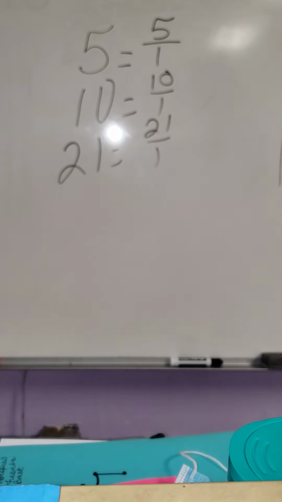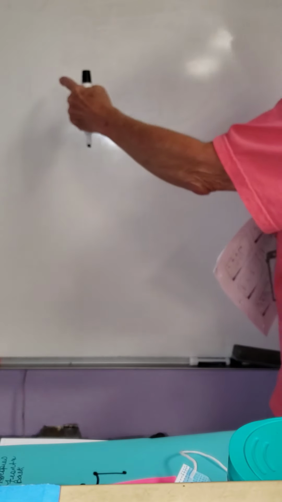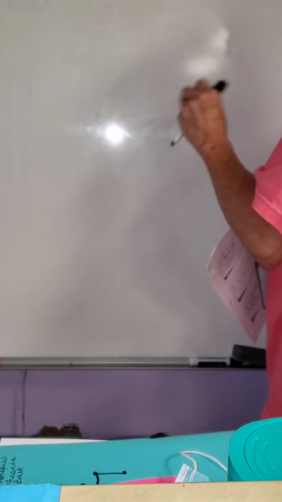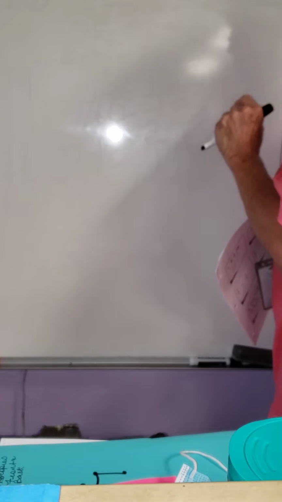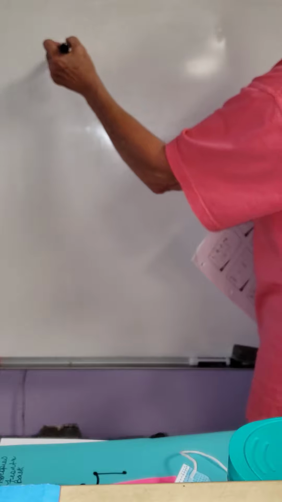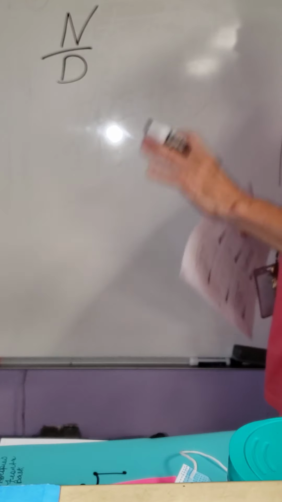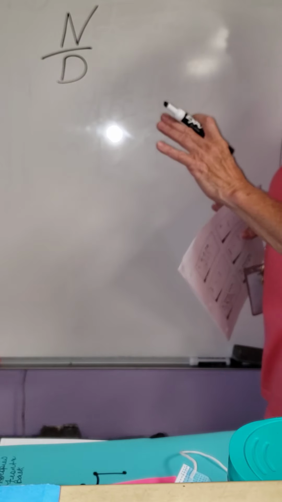Now, the next thing we have to know is when dividing fractions, you can only have a numerator and denominator. Now, if you can't remember that, you need to write it down. When dividing fractions, you can only have a numerator and denominator. That's it. That's what you have to have before you start dividing.